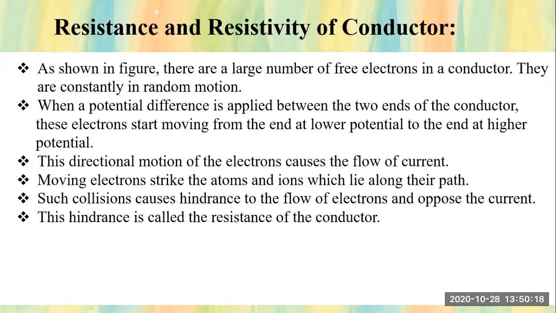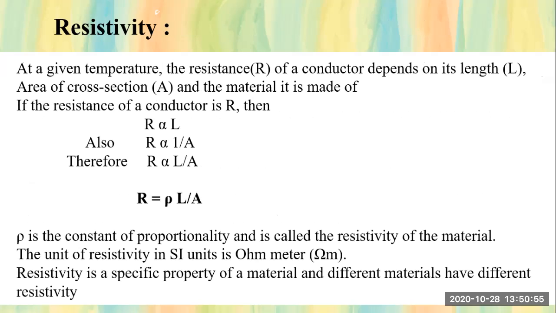So this hindrance is called what? This hindrance is called the resistance of the conductor. And how is resistance caused? This is caused when electrons strike the atoms and the ions. When they strike, the opposition occurs, the obstacle occurs, the hindrance occurs, and this opposition, this obstacle is nothing but resistance. I hope you all have understood it very nicely. What is resistance, right? Now we will go to resistivity.